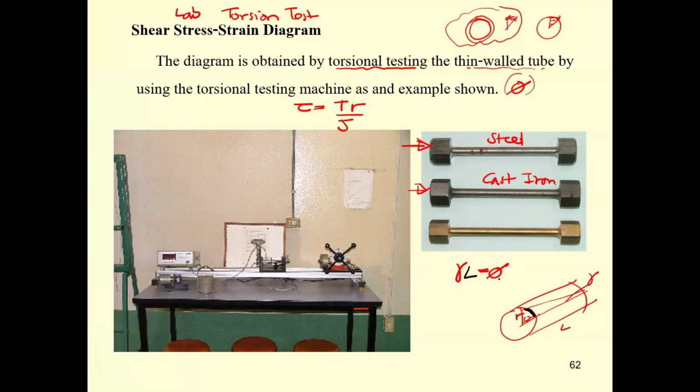Then following this one, we can measure phi. Then we can compute shear strain equal to phi times radius divided by the L. Then we may draw the diagram called shear stress, shear strain diagram. And I should say shear stress is in megapascal. Shear strain is going to be in the unit of radian.